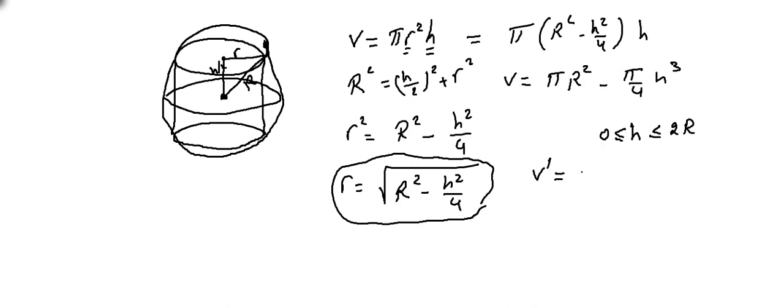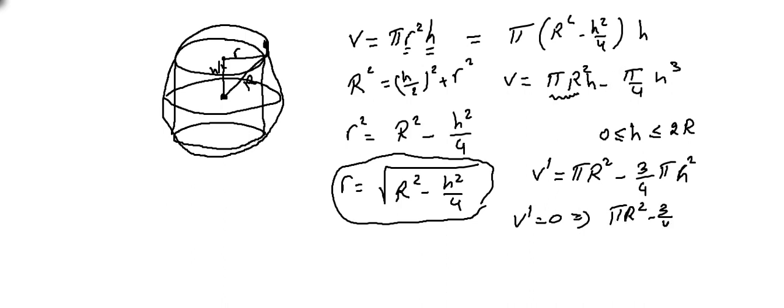Pi R squared h minus pi over 4 h cubed. We have to differentiate. Let's consider that the big R, capital R, is a constant number, so it's pi R squared minus 3 over 4 pi h squared, right? We are differentiating with respect to the small variable h. Taking the derivative equal to 0, this makes pi R squared minus 3 over 4 pi h squared equal 0.